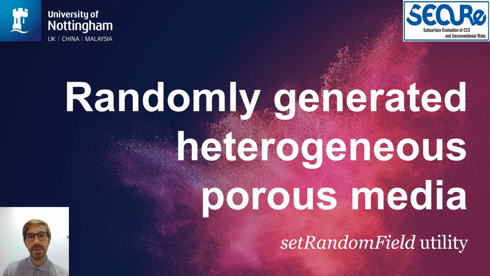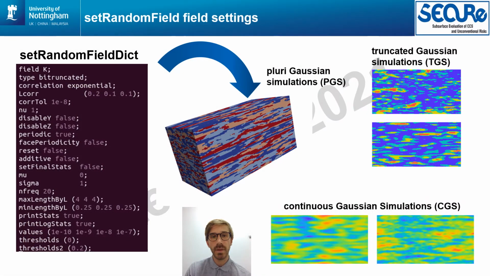So let's see the main features and capabilities related to the setRandomField utility. One of the driving factors that controls the onset of non-Fickian behavior is the heterogeneity contrast of the permeability phases. For this reason, and for the high degree of realism, we focused on the implementation of an algorithm that yields non-Gaussian random fields characterized by sharp heterogeneity contrast.